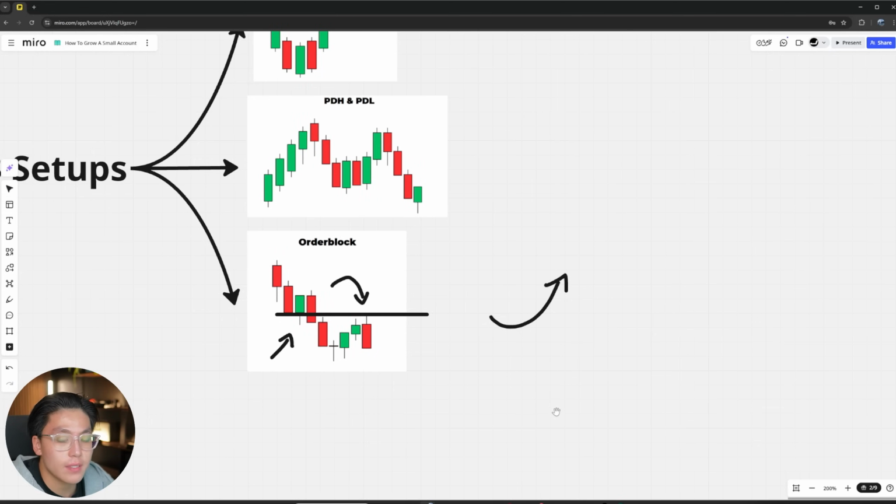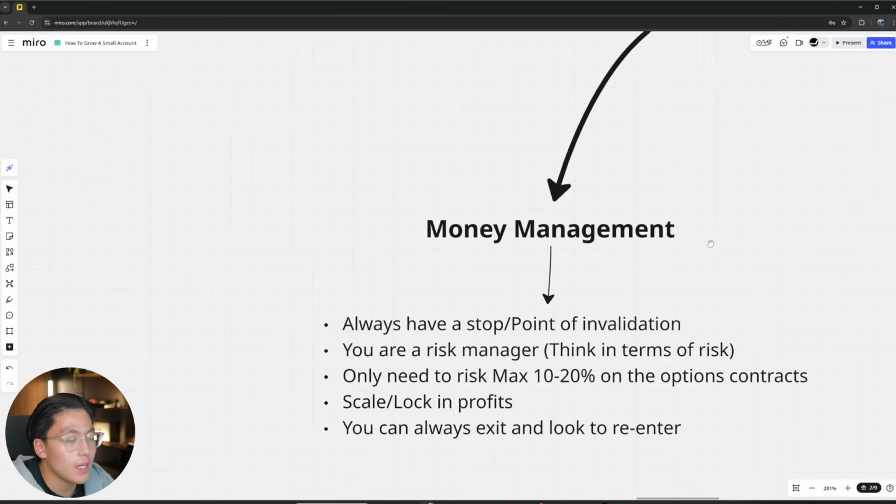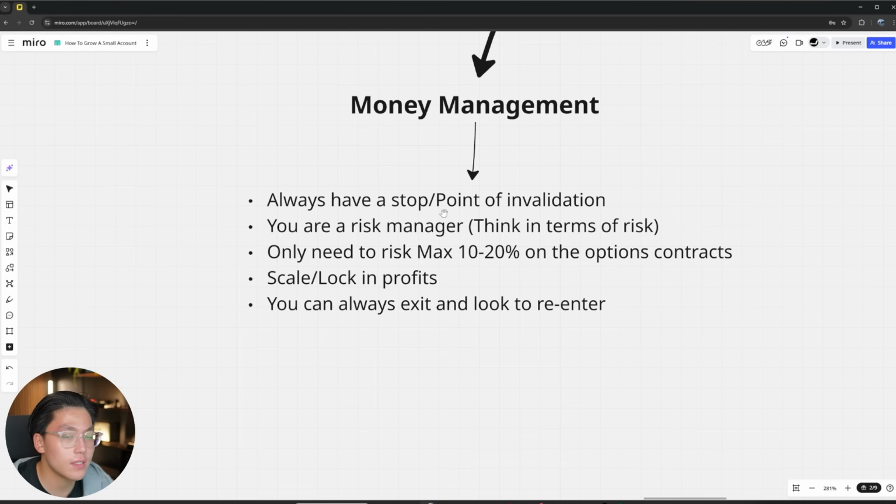So now with this being said, let's go over some of the rules that I have when trading my system. Number 1, money management. Money management is fairly similar to risk management, but in this case, we're more focused on actually how we manage our trades. When we're talking about money management, no matter what strategy we trade, no matter what asset class we trade, we always want to have a stop or a point of invalidation.